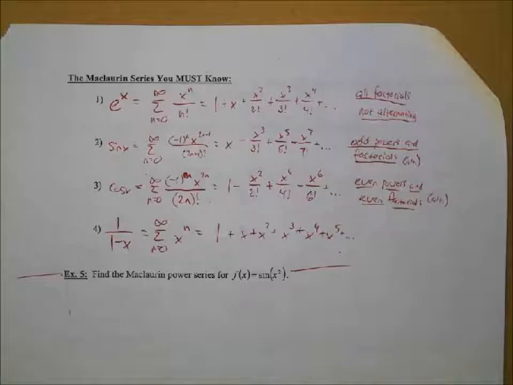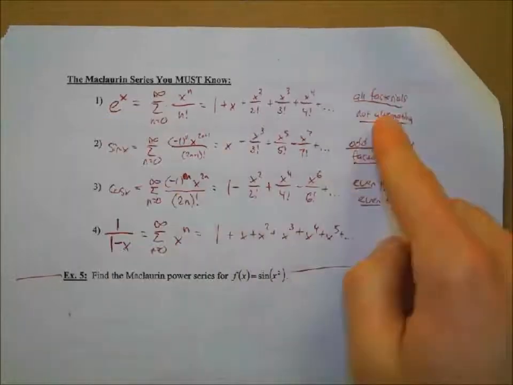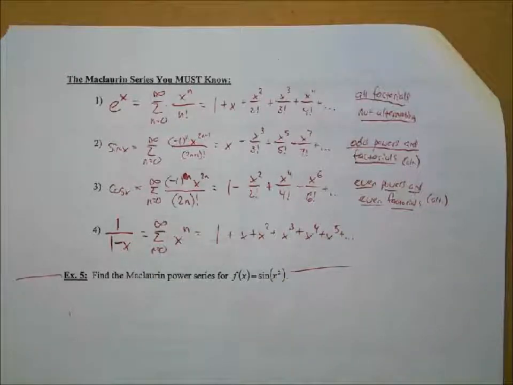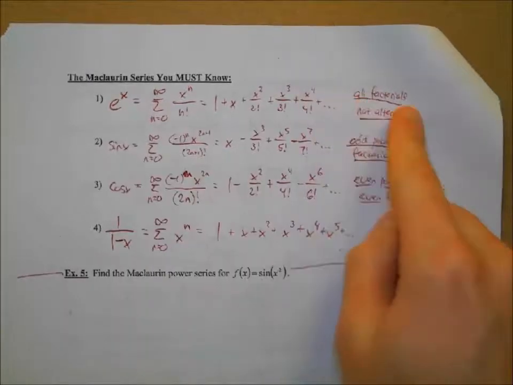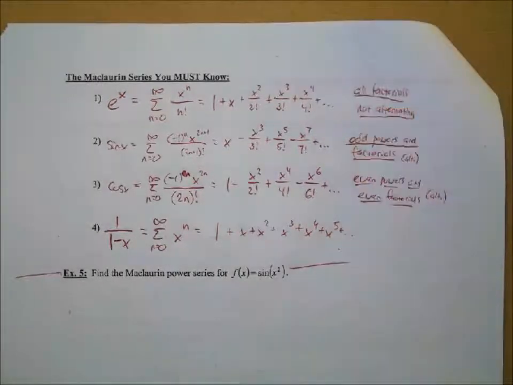So again, just some helpful tips, right? We had some summarizations here, okay? For example, they all involve x to some power. Most of them involve factorials as well, and some are alternating, right? And so e to the x, that is all factorials, okay? So you're not going to just have the odds, not just have the evens. You're going to use all the factorials. And then it is not alternating. Okay.